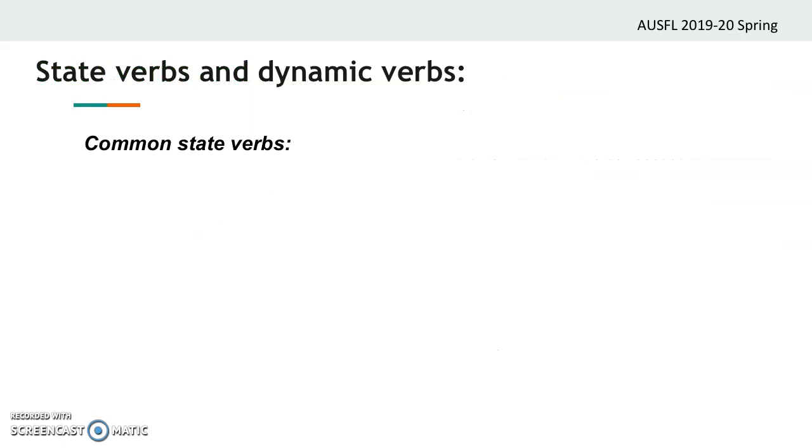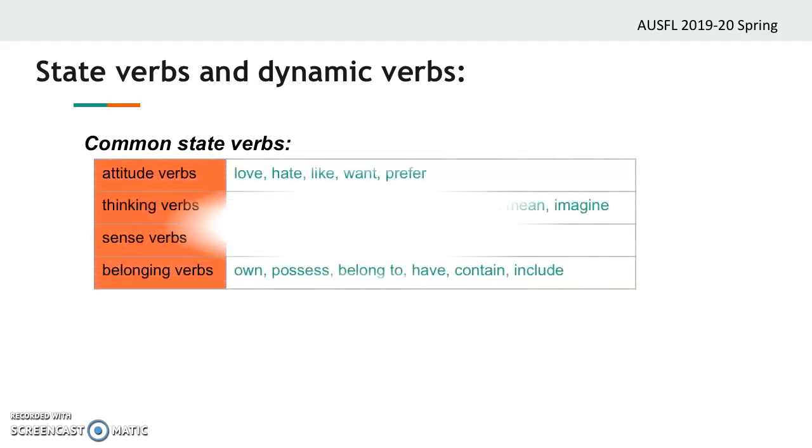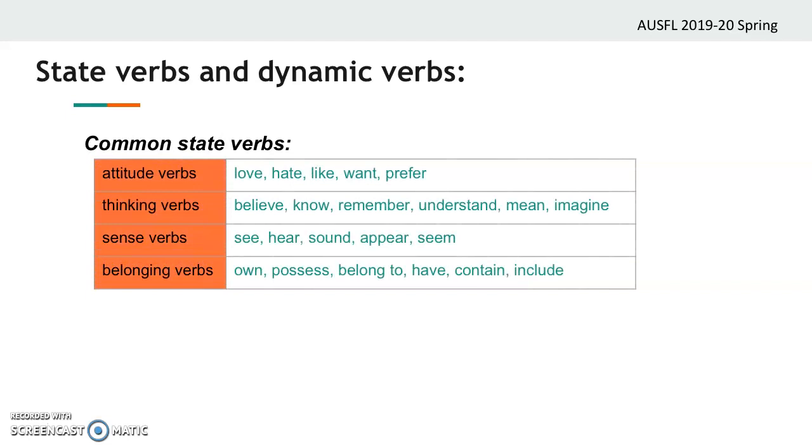And finally, we'll look at state verbs and dynamic verbs. State verbs usually describe a state or situation. Dynamic verbs, in contrast, describe actions or things that happen. Remember, state verbs are not usually used in the continuous form. Here are some common state verbs. Usually there are 4 categories of state verbs: attitude, thinking, sense, and belonging.